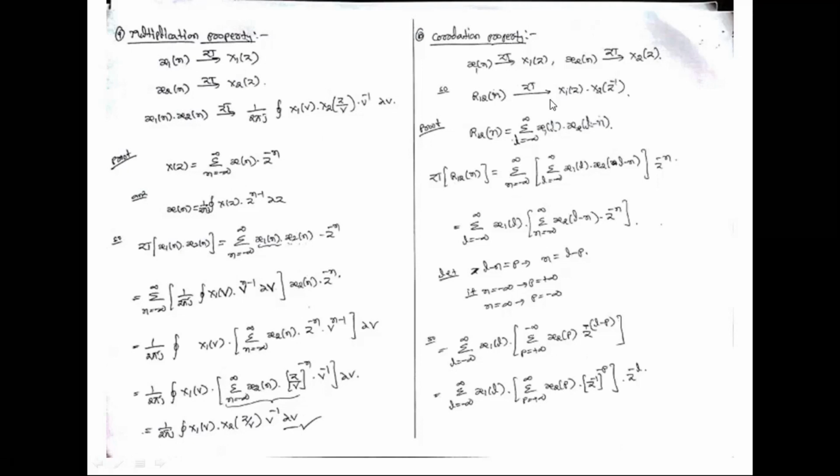And the next property, correlation property. Correlation means we know already correlation of the two types.